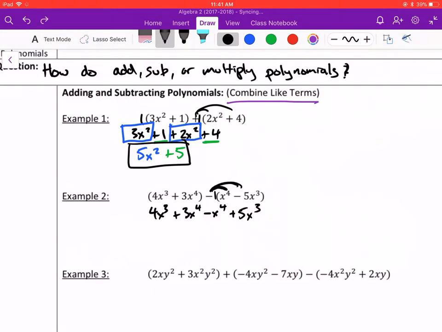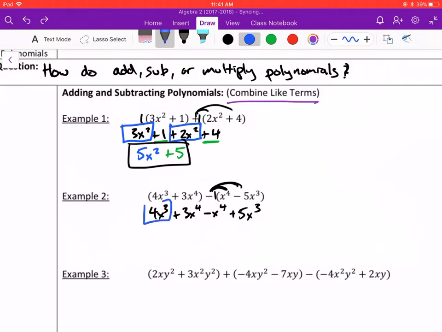So one little difference when subtracting is that the signs of the second polynomial get switched. If you look at just the inside, notice how it started with the positive x to the fourth, now it's negative. Negative 5x to the third, now it's positive. So subtracting, you're really doing the opposite. You're distributing that negative 1. And then, just like before, combine like terms.